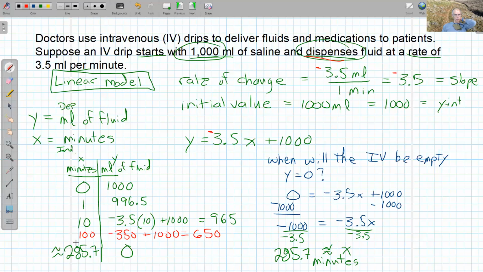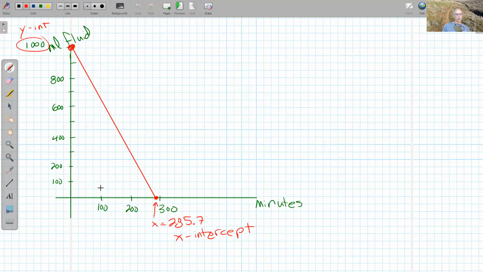That looks right. We can double check on our calculator. So I should have the point 100, 650. Let's see if I did a reasonable job. 100 should go with about 650, which, yeah, that would be right around here. Right, there's 650, here's 100. Yeah, so I did a pretty good job drawing that line.